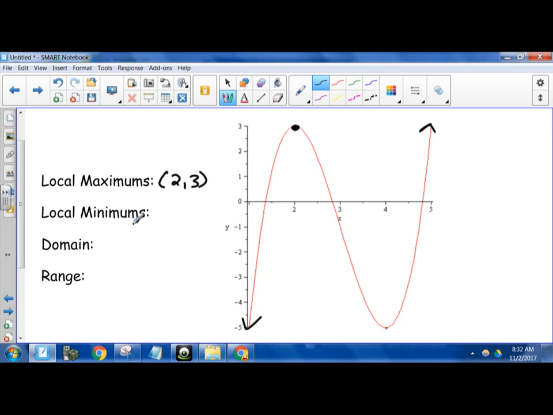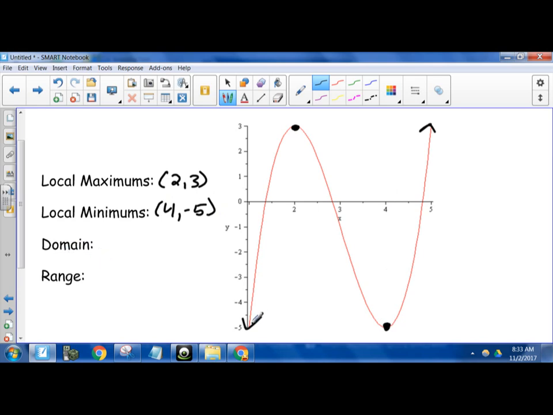All right? Local minimum. You scan the function, you look for places where it's the smallest point in some viewing rectangle, and that's going to be right down here. Now this is like you're standing at the bottom of a valley. Look left and it goes up, look right and it goes up. Therefore, that's a local minimum. And that is at the location (4, -5). (4, -5). Okay?